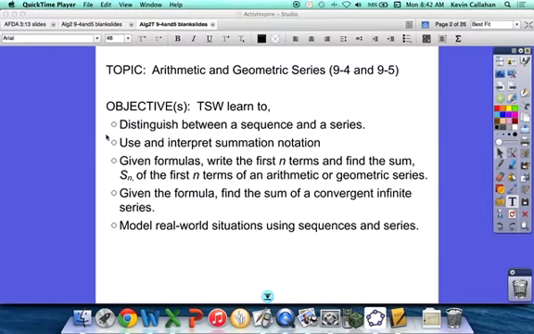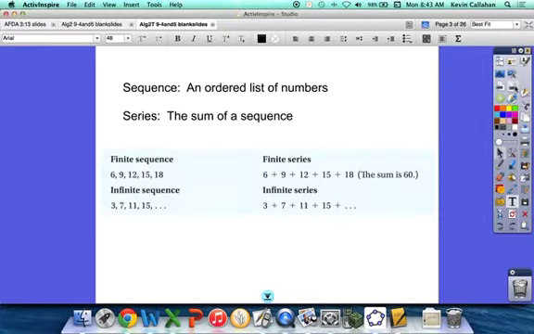So now we do, this is the end of chapter 9 for us. We just do these 4 sections. The first 2 were arithmetic and geometric sequences. Now we do arithmetic and geometric series. So we'll review this at the end, and hopefully it'll make more sense.